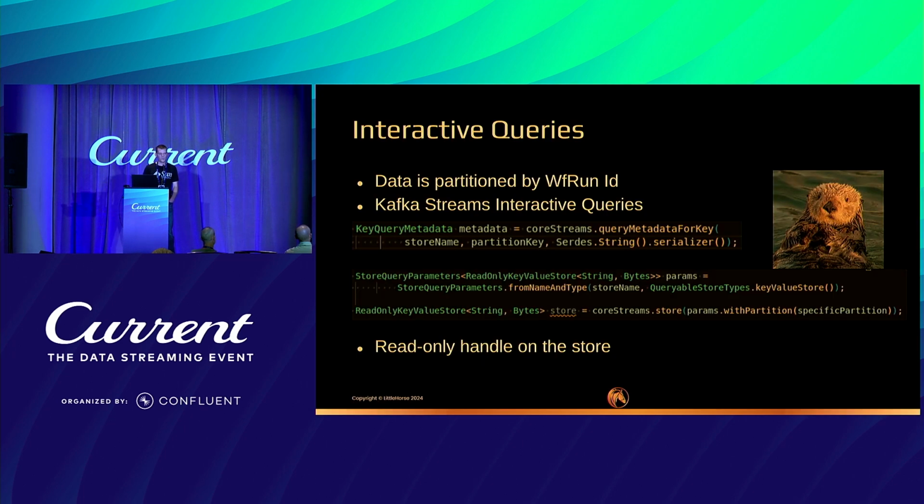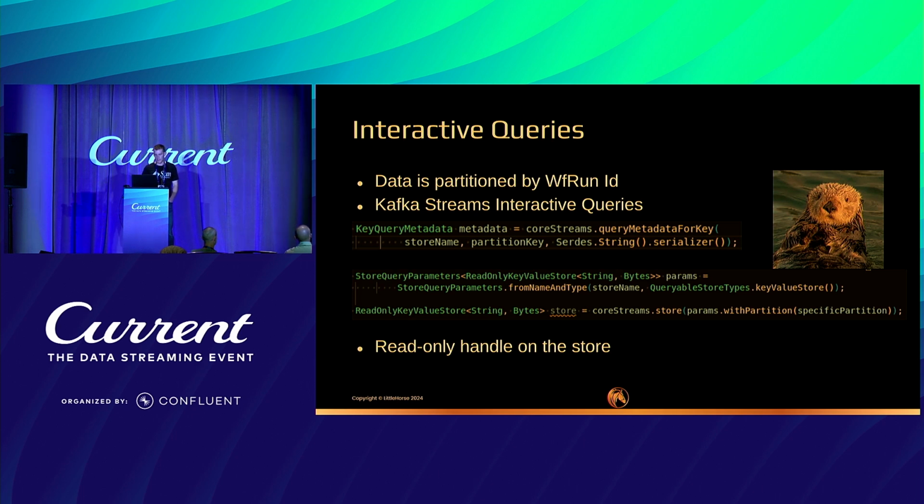If you recall, in LittleHorse, all data is partitioned by the workflow run ID. So the workflow run ID, in this case 3456, is the partition key. And Kafka Streams Interactive Queries has this method called query metadata for key, where you take in the name of a store and a partition key, and you provide a method that serializes the key. And it will return metadata for the Streams application instance that hosts the partition for that key. So in this case, it will give you the host info of server 2. Then it's incumbent on you, the Kafka Streams application developer, to make a network request to that host, and that host will return the information.